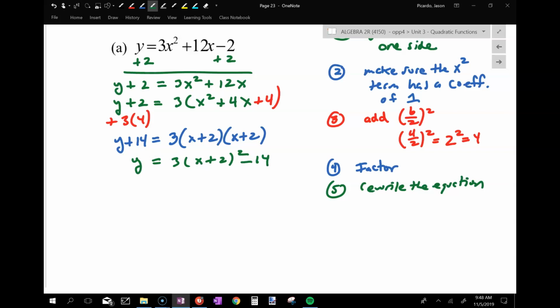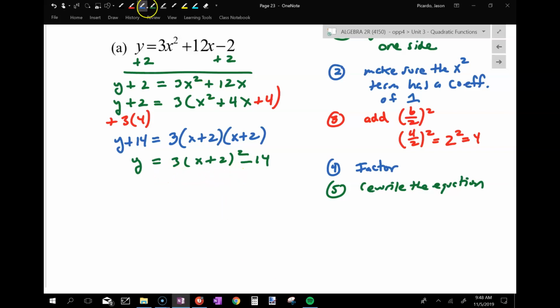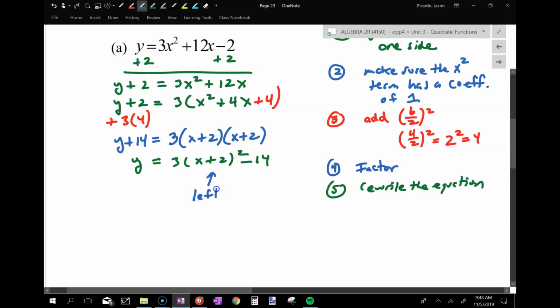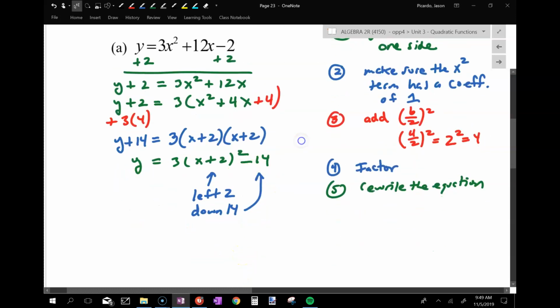Cool? All right. This is now in vertex form. This is a graph that's been shifted to the left 2 and down 14 because of that. So again, I know it's weird. It's always the opposite of this, but we keep that the same. Left 2, down 14. What did I call this, guys? I called this vertex form.